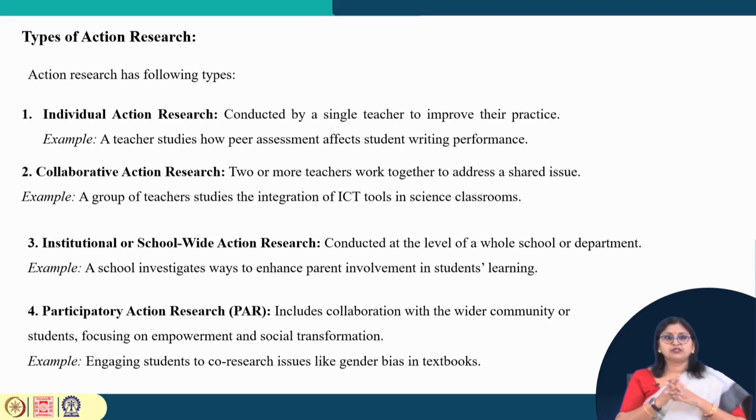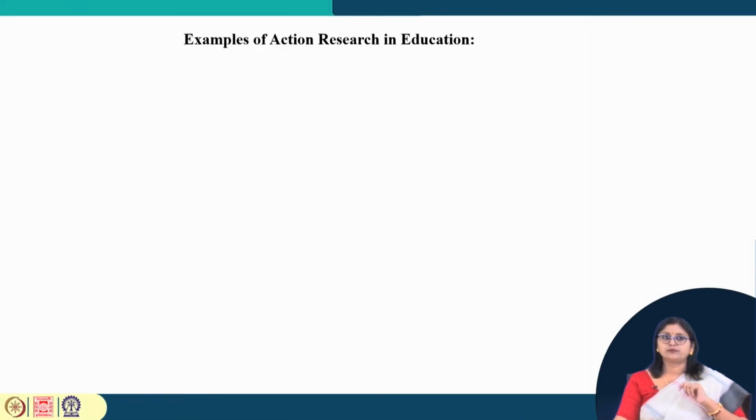The fourth type is participatory action research, we call it PAR. It includes collaboration with the wider community or students, focusing on empowerment and social transformation. For example, engaging students to co-research issues like gender bias in textbooks can come under the PAR.